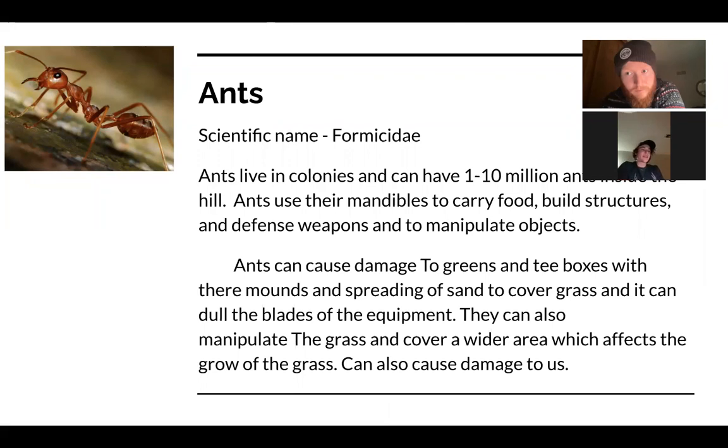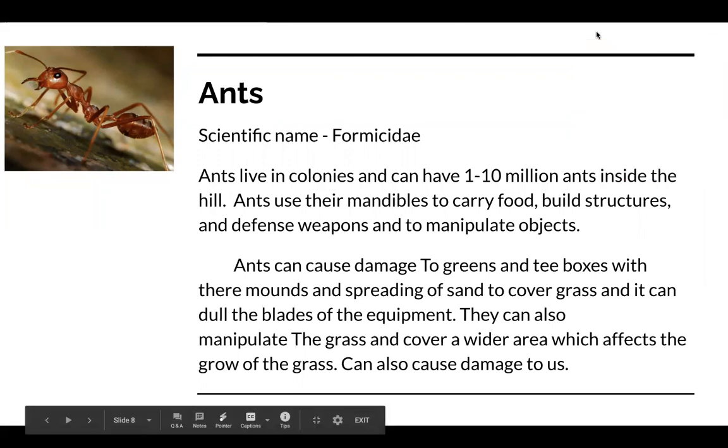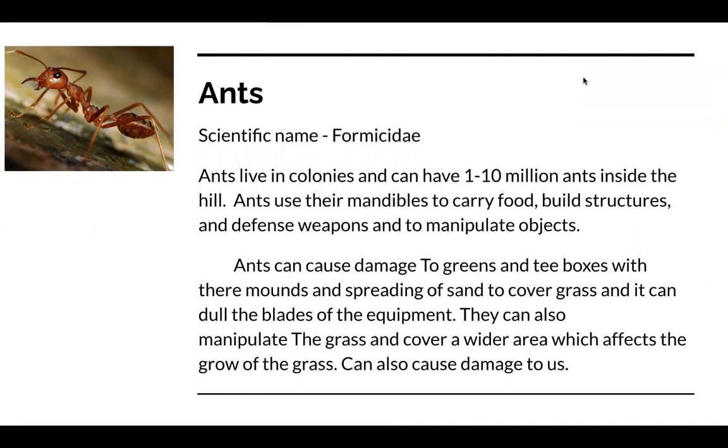Okay, so I did ants. The scientific name is Formicidae. Ants live in colonies and can have 1 to 10 million ants inside their hill or colonies. Ants use their mandibles to carry food, build structures, and as defense weapons, and also to manipulate objects like leaves and sticks. Ants can damage greens and tee boxes with their mounds and the spreading of sand to cover grass. They can also dull the blades of our equipment.